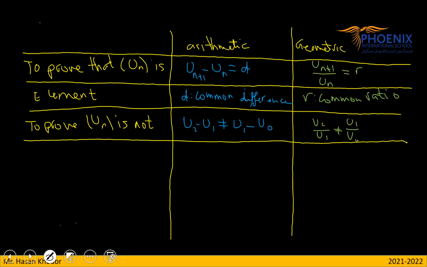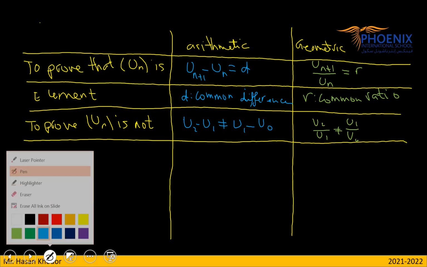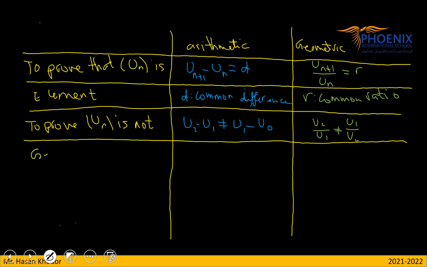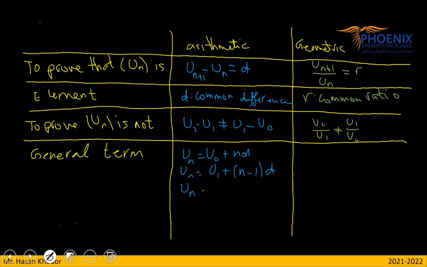Now, what about the general term of each kind of these sequences? As we have seen before, the general term of an arithmetic sequence is Un equals u0 plus nd. Or if the first term is u1, the number of differences will be decreased by 1, so Un equals u1 plus (n minus 1)d. Or in a more generalized formula, we say Un equals Up plus (n minus p)d, since from p to n we have n minus p differences.